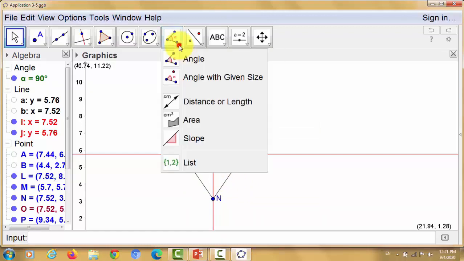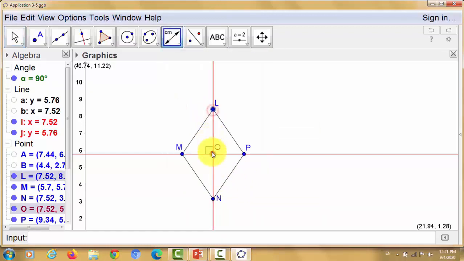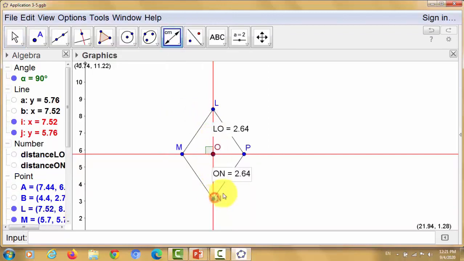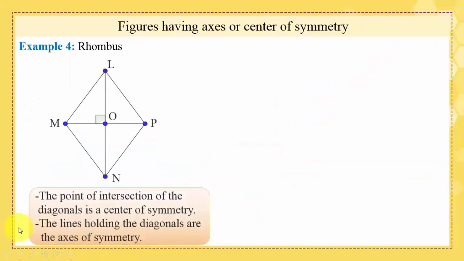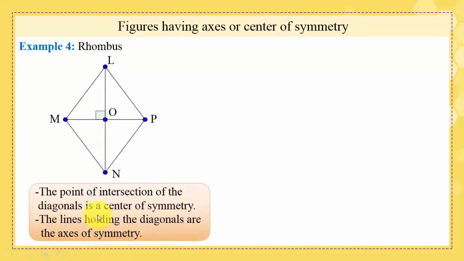Then look, I will measure also LO and ON, and they have the same measure, then O is the center of symmetry of the rhombus. So the point of intersection of the diagonals is a center of symmetry. The lines holding the diagonals are the axes of symmetry.